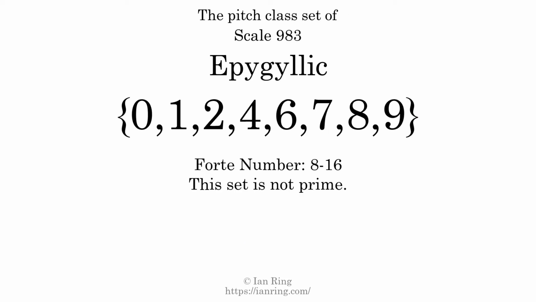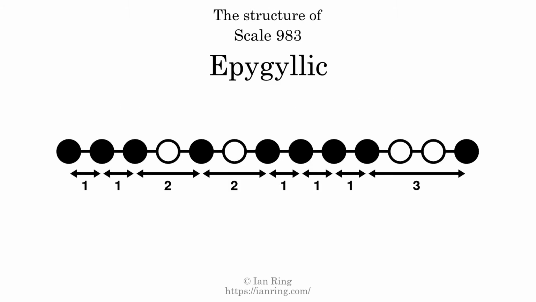The pitch class set for this scale is 0, 1, 2, 4, 6, 7, 8, 9. The forte class is 8-16. This set is not prime. The structure of a scale is a description of the interval distance between each successive tone. This scale has a structure of 1 1 2 2 1 1 1 3.